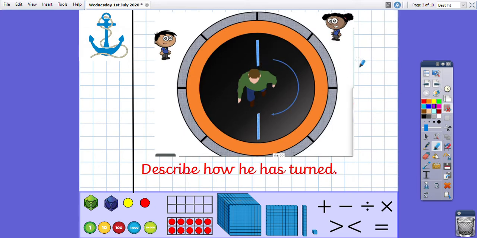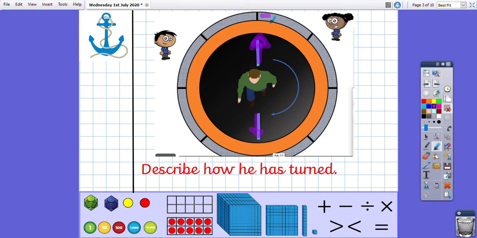Describe how he has turned. So he started off facing this way. Let's get rid of my purple blob. He was facing this way, where my very bad purple arrow is pointing. He's now facing this way. How did he get there?